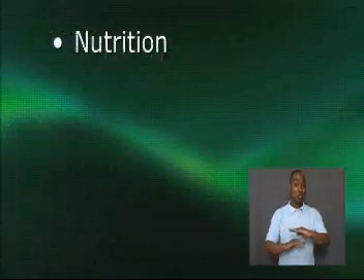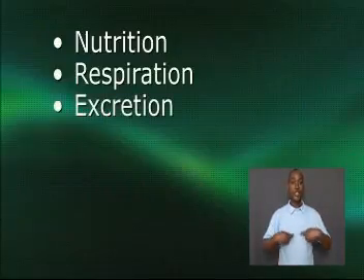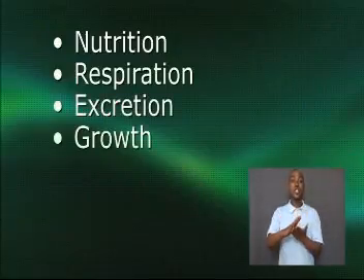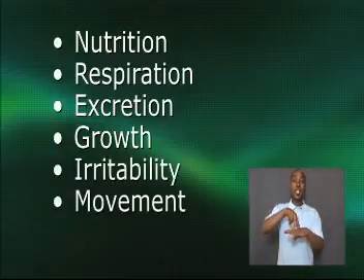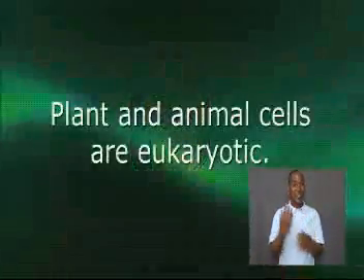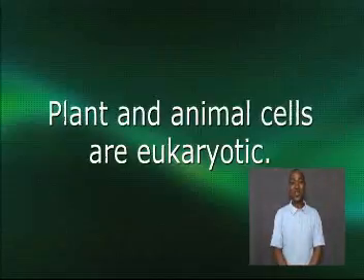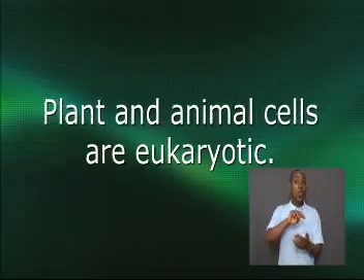The 7 processes are nutrition, respiration, excretion, growth, irritability, movement, and reproduction. Were you able to name all 7? Great work. Both plant and animal cells are eukaryotic cells.